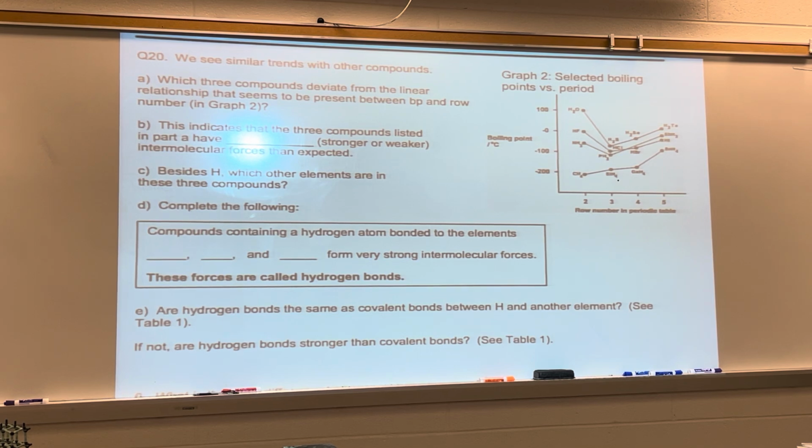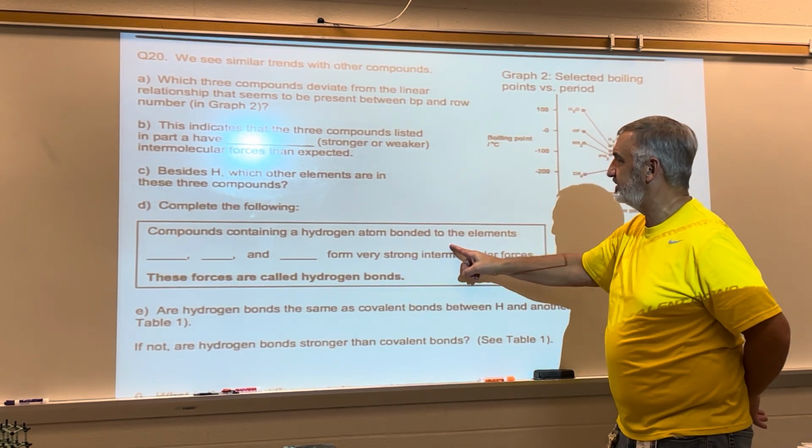Okay? So, which three compounds deviate from the linear relationship that seems to be present between the boiling point and row number? H2O, HF, and NH3. That indicates the three compounds listed in part A have what? Stronger intermolecular forces. Besides hydrogen, what other elements are there? Oxygen, fluorine, nitrogen. Okay, and really that's kind of a redundant question.